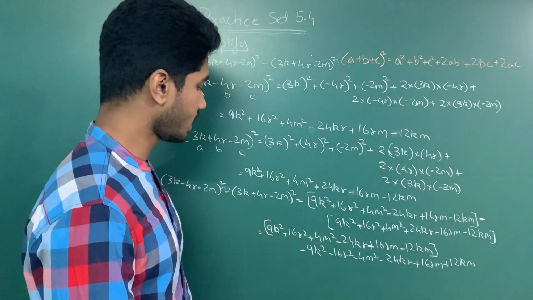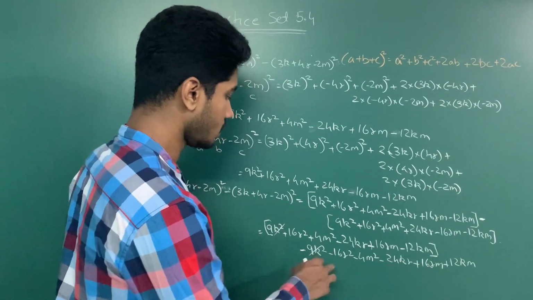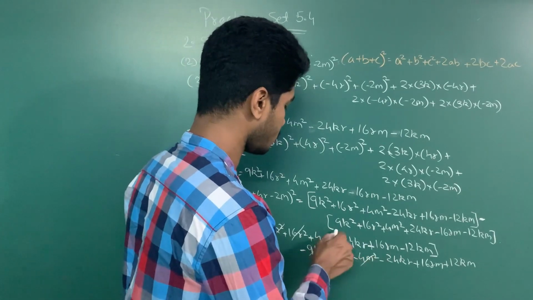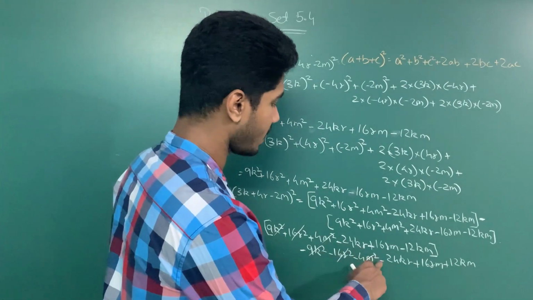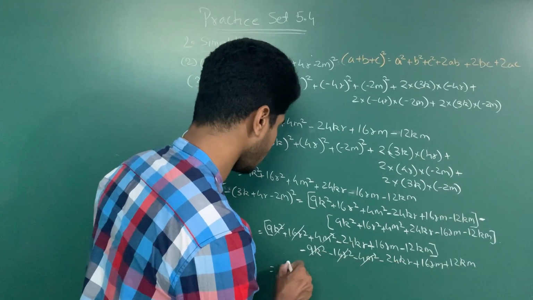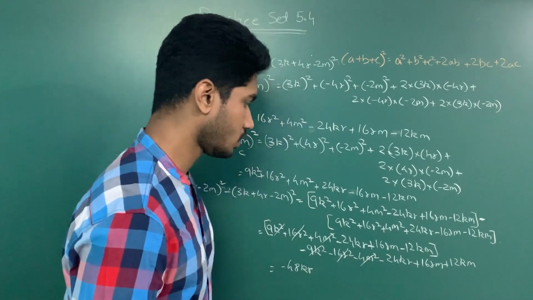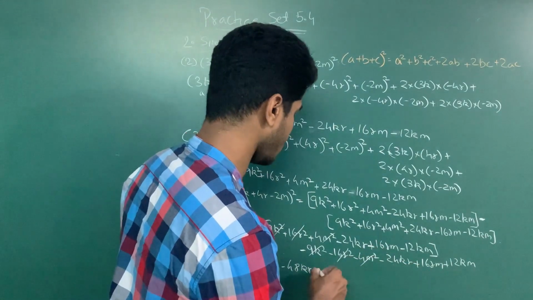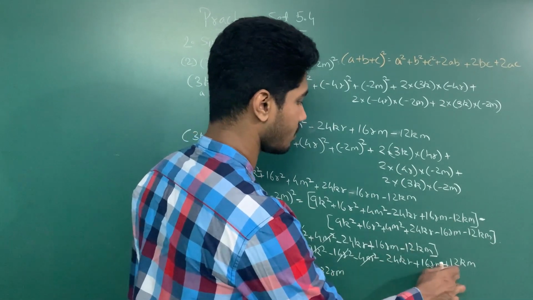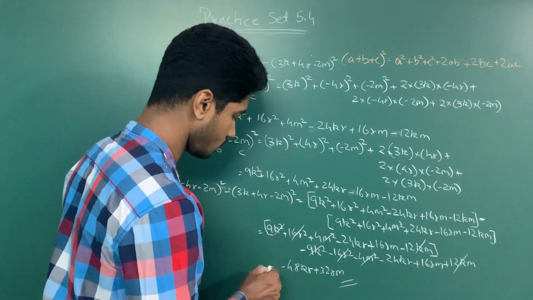Now check which terms are getting cancelled. You can see plus 9k square and minus 9k square will get cancelled. 16r square and 16r square will get cancelled. 4m square minus 4m square will get cancelled. Minus and minus will be plus, and you will get minus 24 plus 24 will be 48kr. Then 16rm plus 16rm will be 32rm. Minus 12km and plus 12km will get cancelled. And that's it. This becomes your final answer.